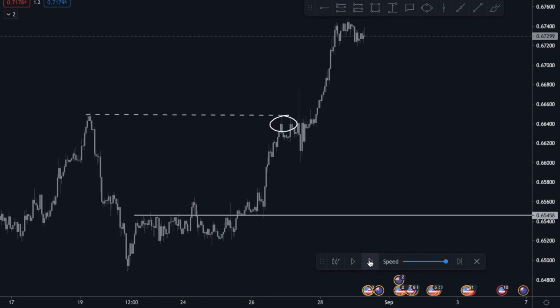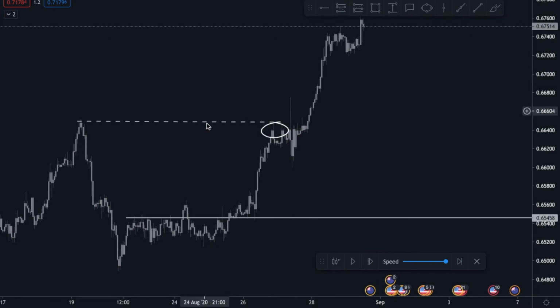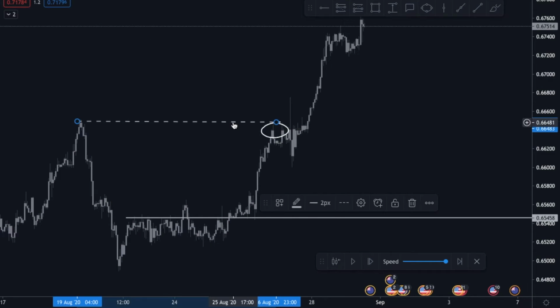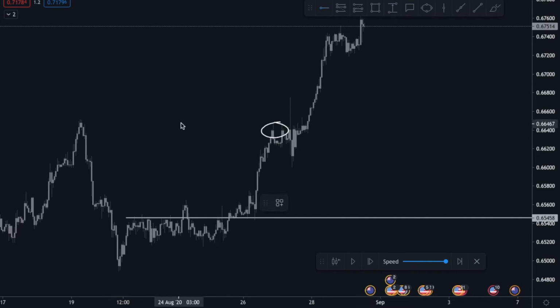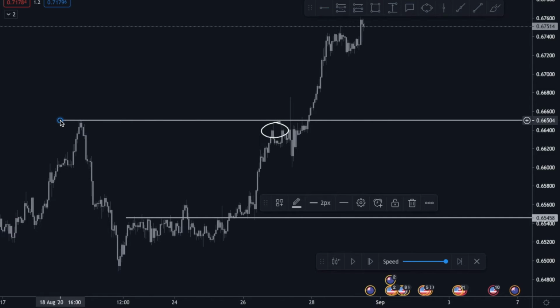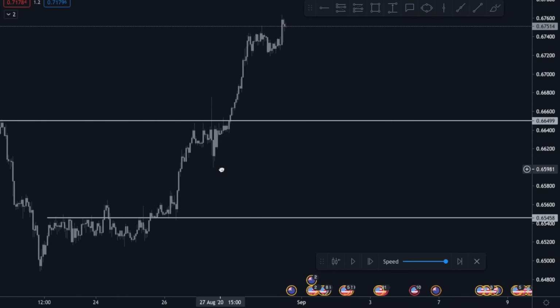Alright, so we breach above this area again. Price comes up here. Price comes up here again. Then we breach above this area. I'd say everything above this push would be considered buyer's territory.